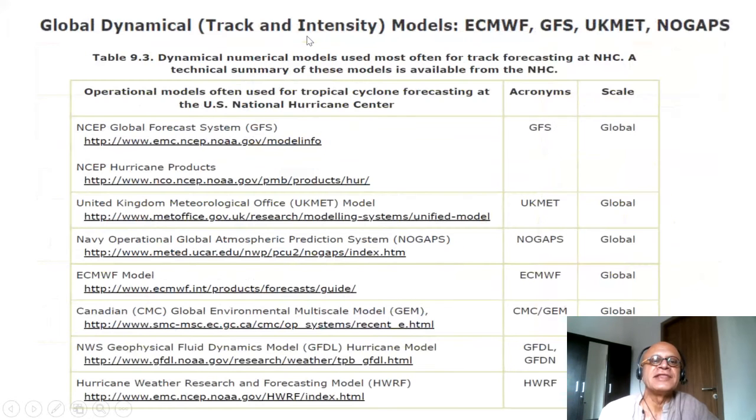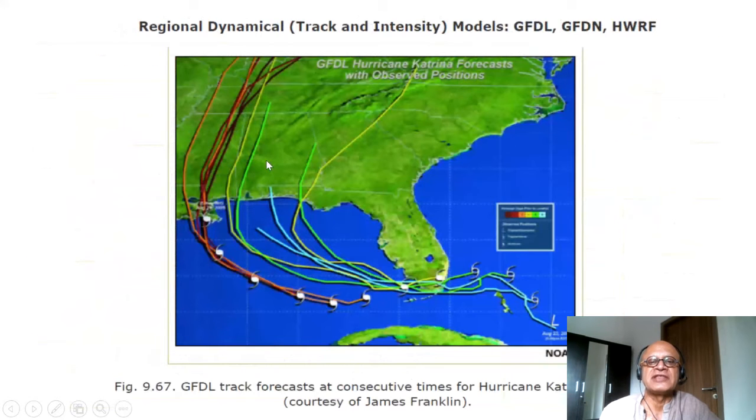Unless it's NCEP, which is running multiple models at the National Hurricane Center. Okay, regional dynamical models, as we said, GFDL, GFDN, and HWRF. So this is the high resolution WRF. I don't know the difference between these, but you can look up.